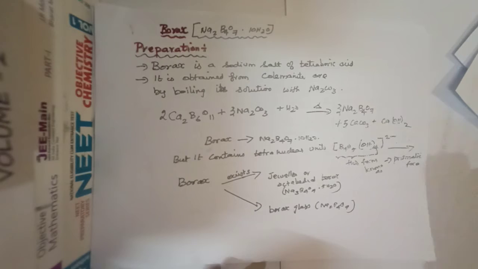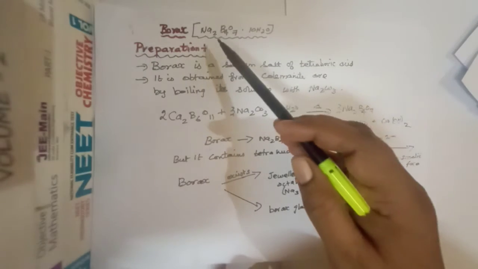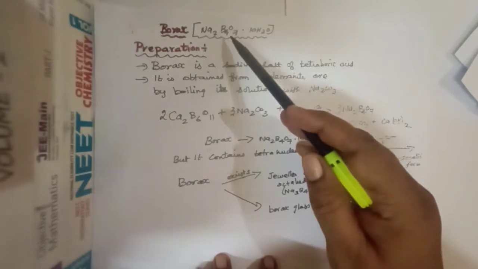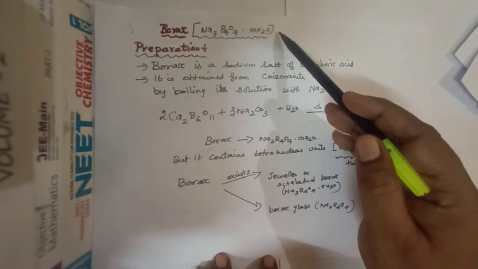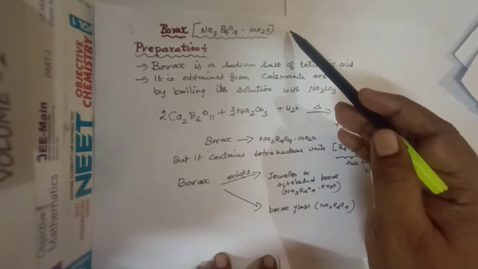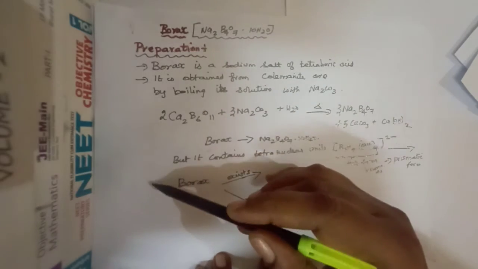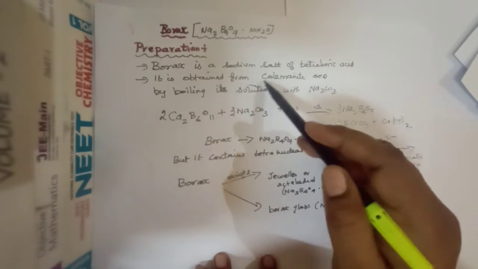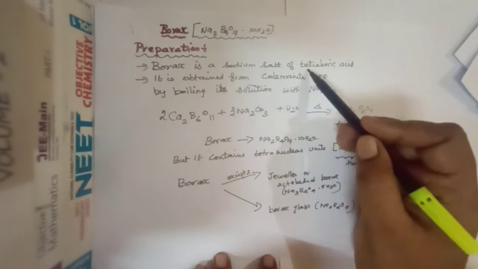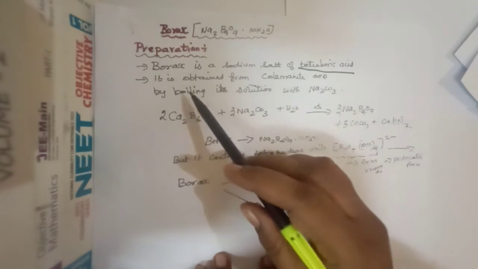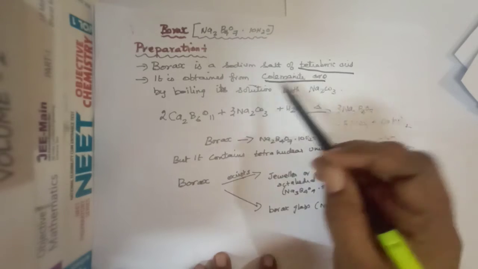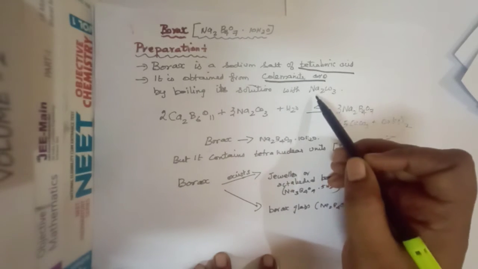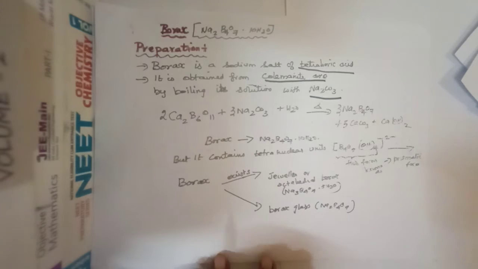The next is borax. The general formula is Na2B4O7 decahydrate; 10 means decahydrate. So what is the preparation? Borax is the sodium salt of tetraboric acid. It is obtained from the ore by boiling with a solution of sodium carbonate.